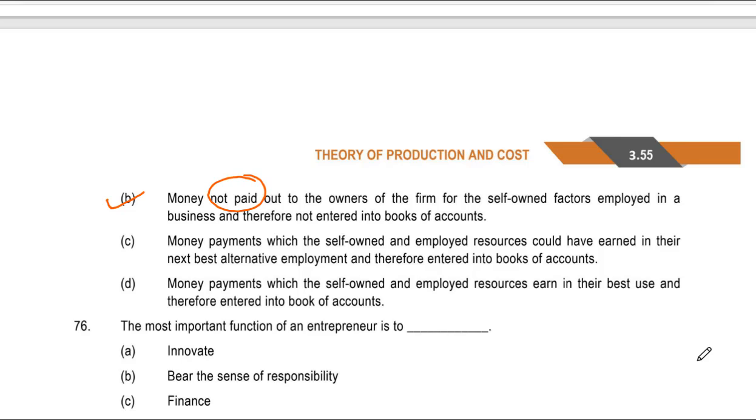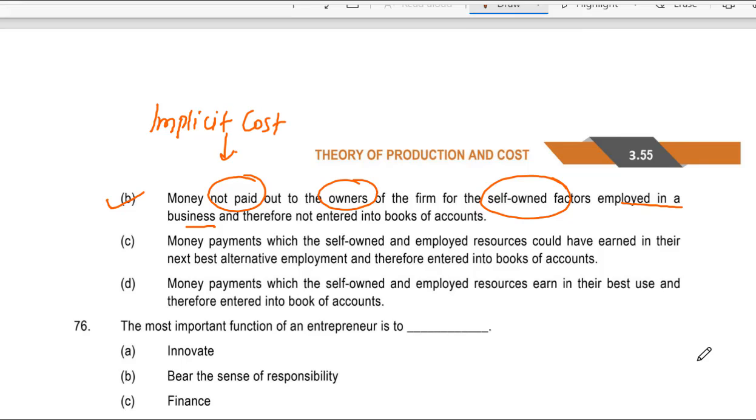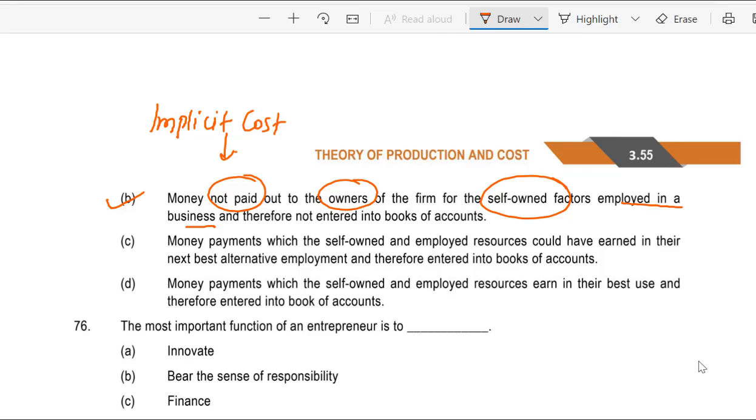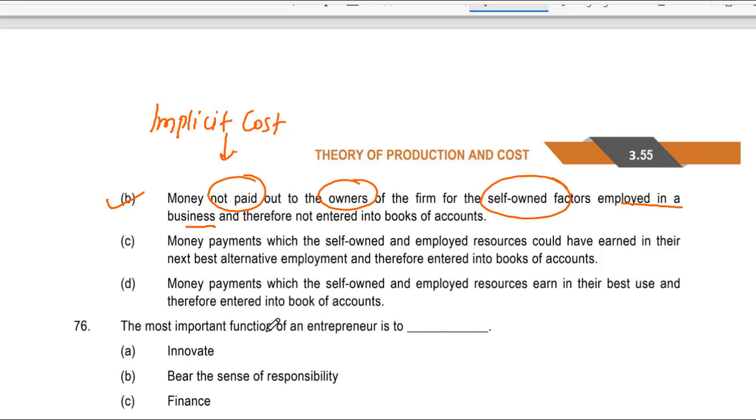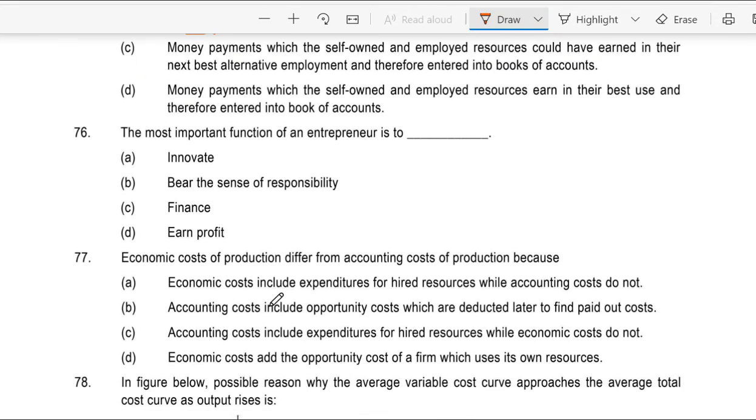Implicit cost, it is money not paid to the owners of the firm for self-owned factors employed in the business. It is known as implicit cost. We have not paid money to anybody, but yes, it is a cost.